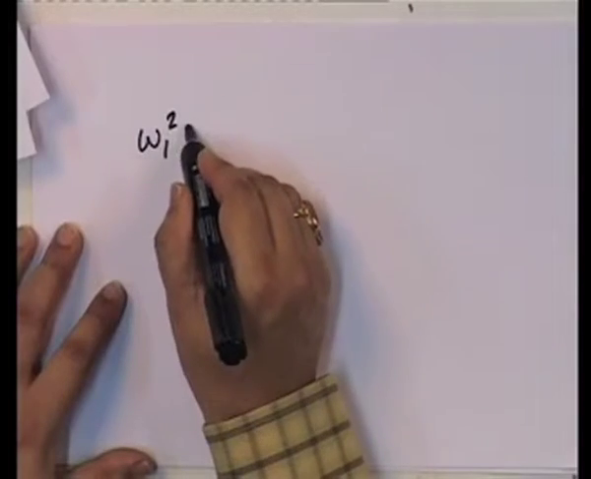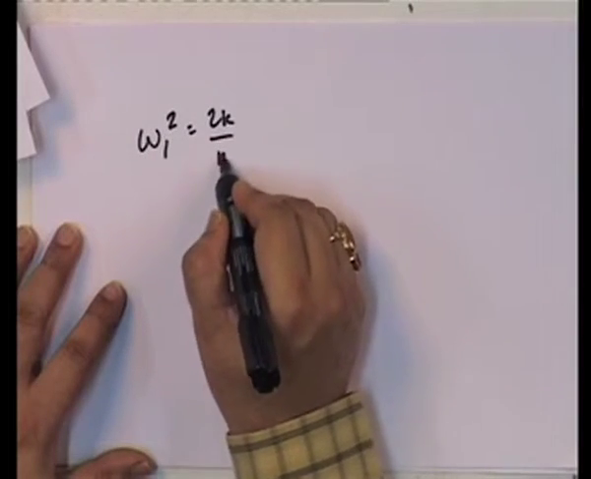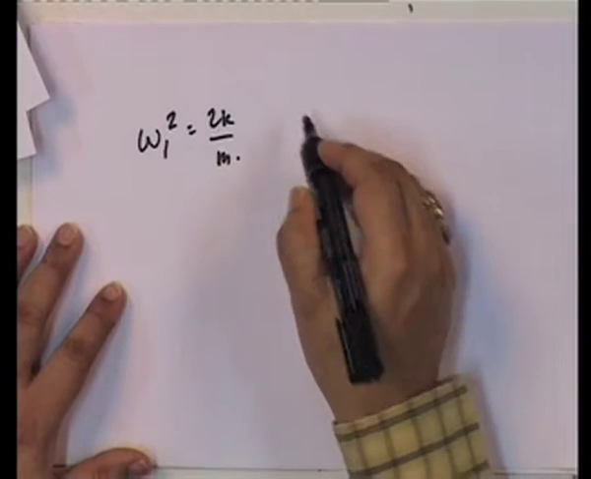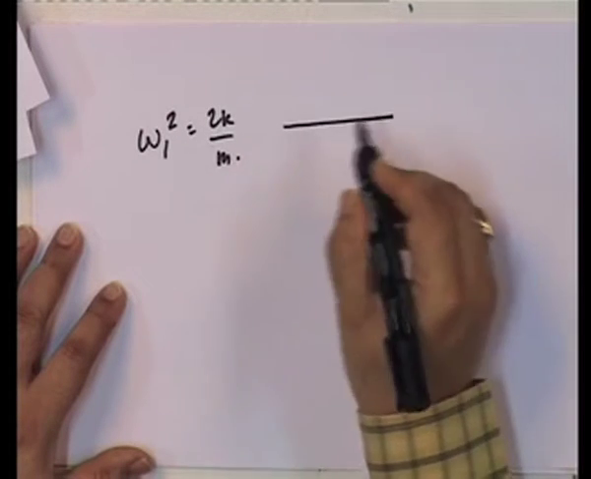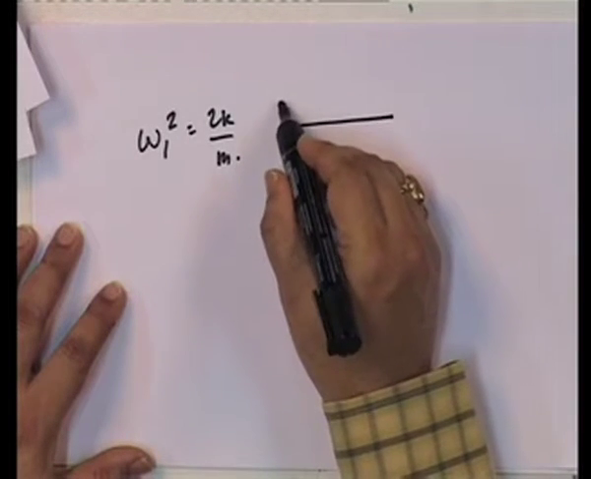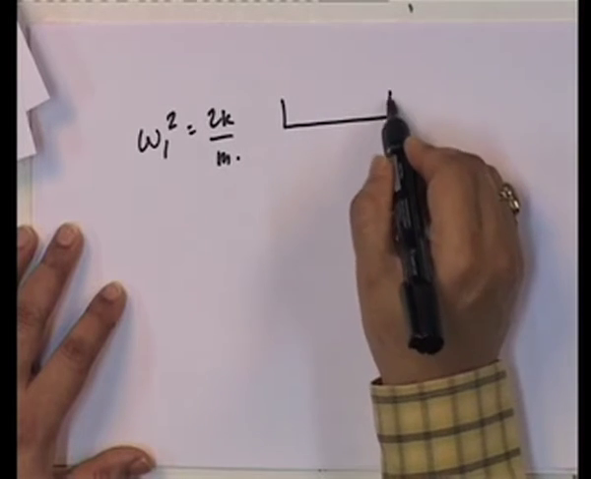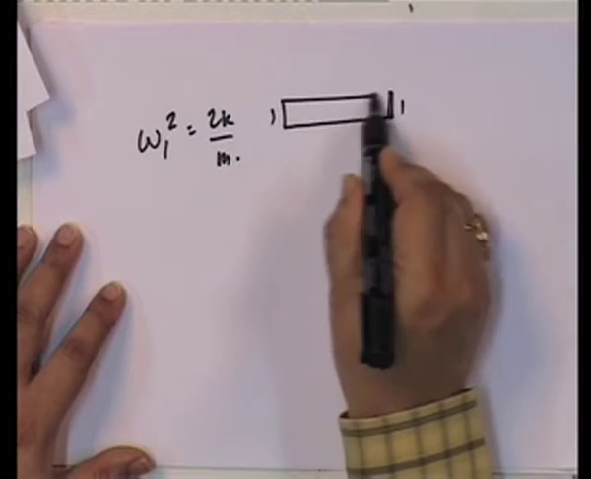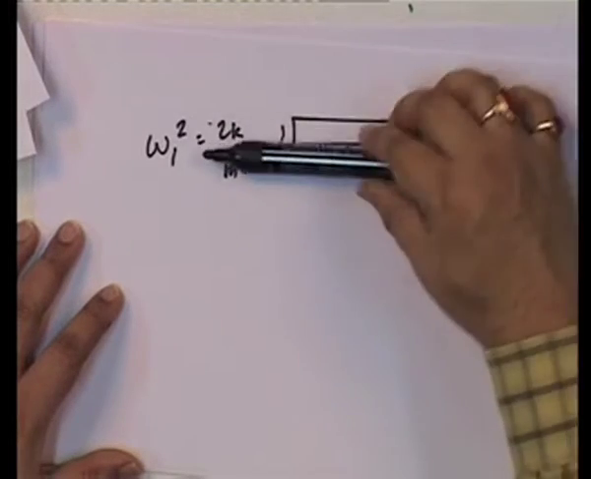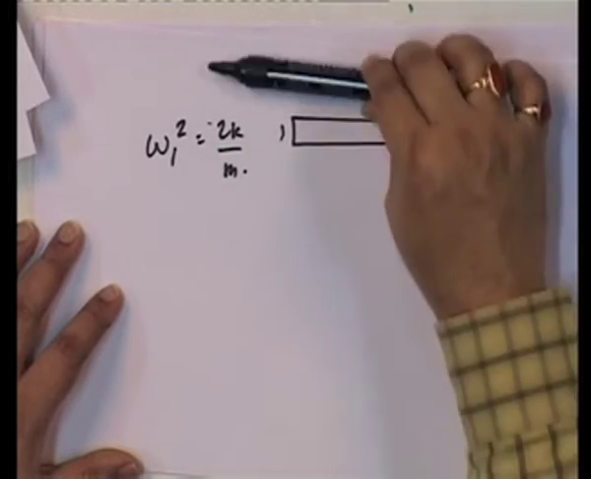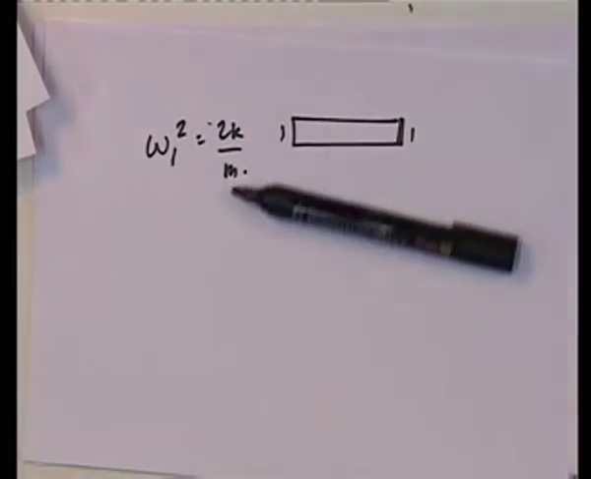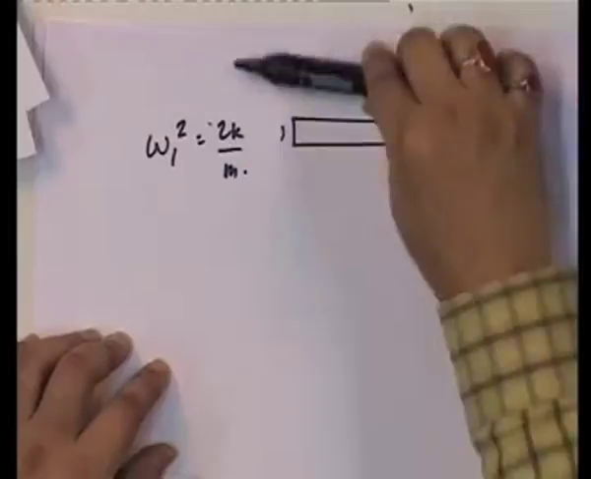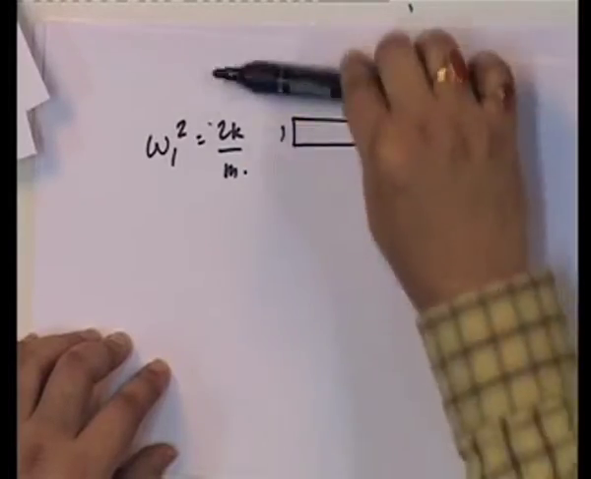Omega 1 squared is 2k by m, this is exactly the same. And let us look at what is the mode. The first mode says 1 1. Right? What does that mean? What is the mode shape? See this? And that is the beauty. Even though the phis don't look the same, they actually are the same. It's going like this. Okay?